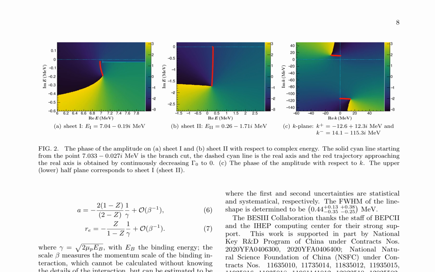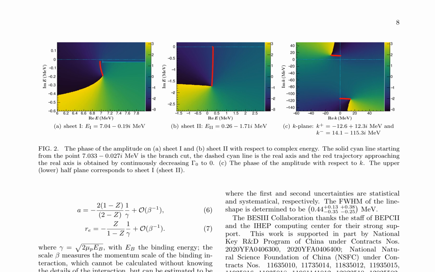Figure 2 displays the phase of the amplitude on sheet I and sheet II with respect to complex energy and momentum k, featuring a branch cut and real axis. By continuously decreasing gamma to 0, a red trajectory approaching the real axis is obtained. The effective range expansion, ERE, is employed to relate the scattering length and effective range R to the binding energy and momentum scale of the interaction.